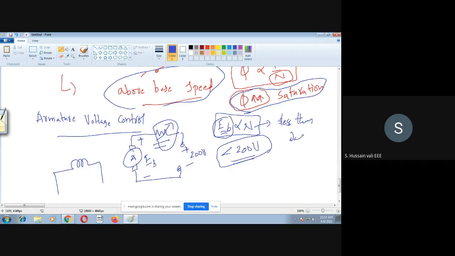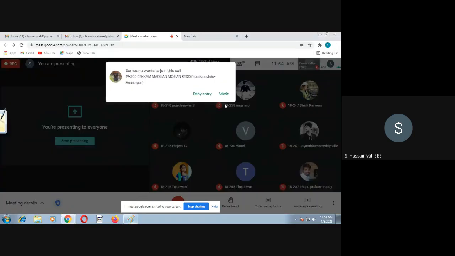So what do you understand from this now? You understand from this that the speed control in the armature voltage control method is always below base speed. Below base speed. This you must understand. So this is the armature voltage control method.